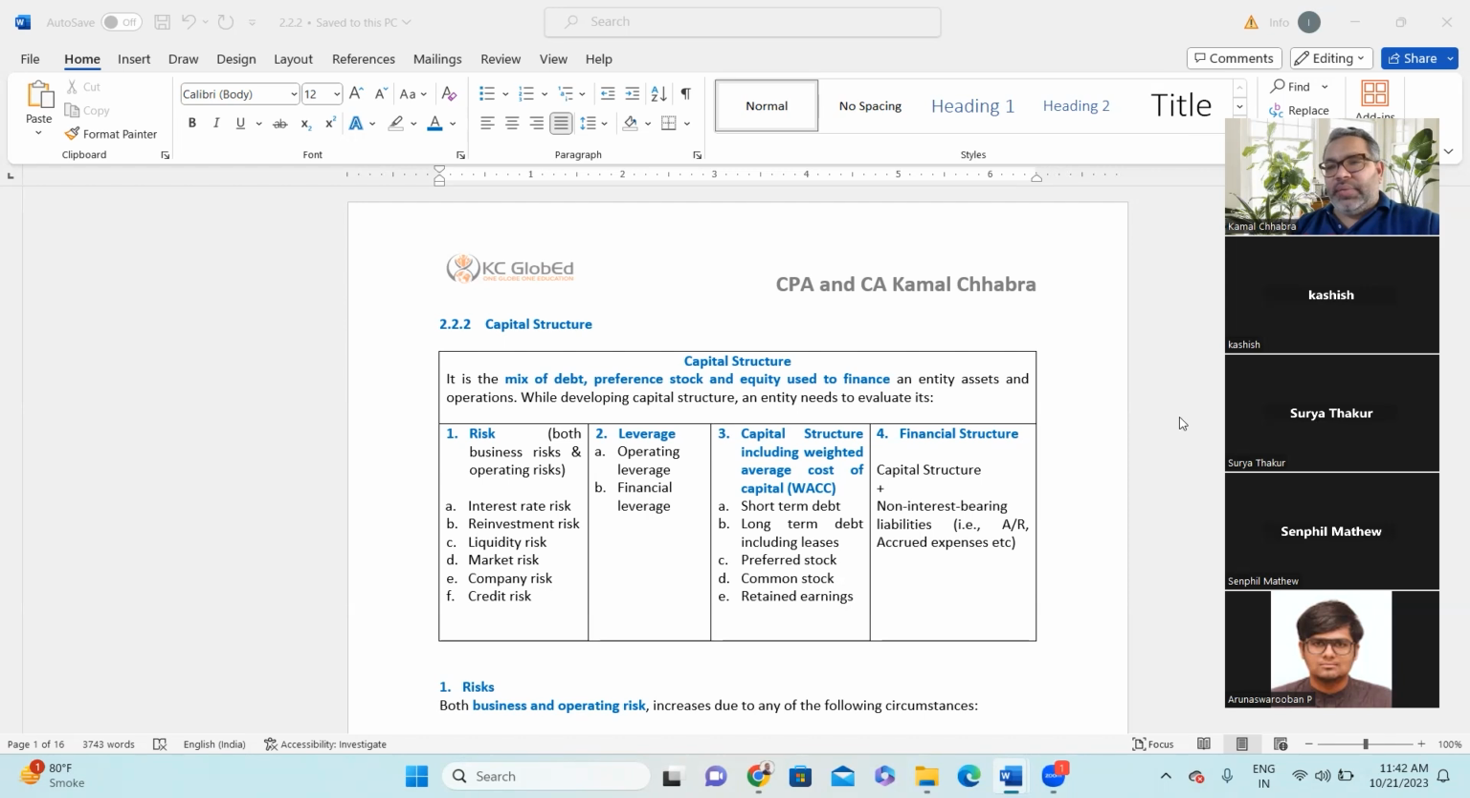Now jumping on to leverage. In leverage, there are operating leverage and financial leverage. Have you heard this term, leverage, before, by any chance?